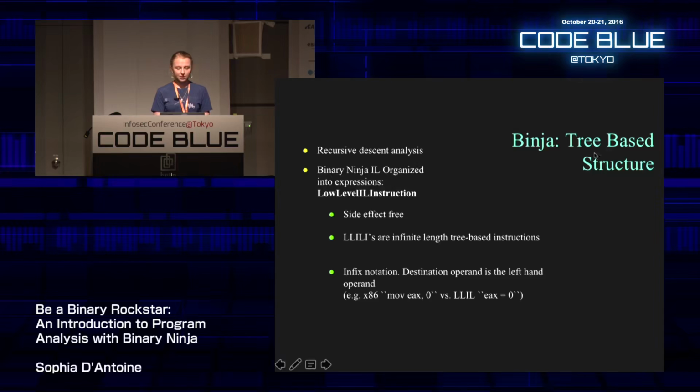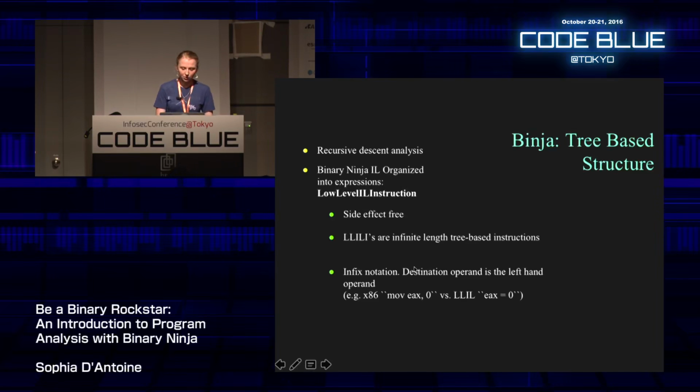And Binary Ninja organizes everything into expressions. It takes the assembly and condenses what it can into something called low-level IL, or intermediate language instructions. These are basically like expressions in a program, which do one or more things. And these are side-effect free, meaning when you reason about an intermediate language instruction or expression, you can know that everything you do based off of that instruction is basically everything that's going on at that point in the program.